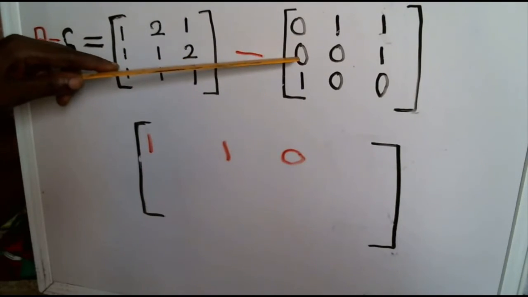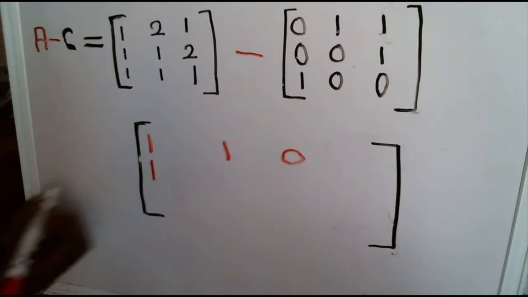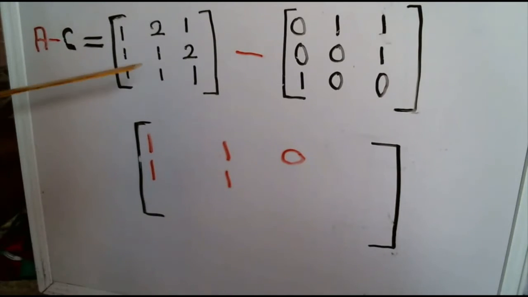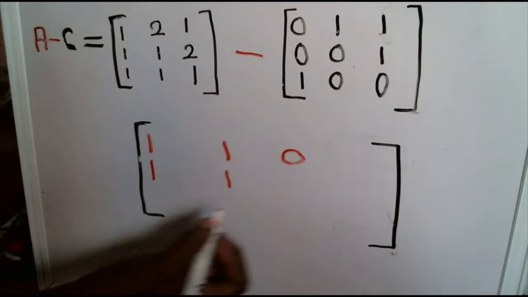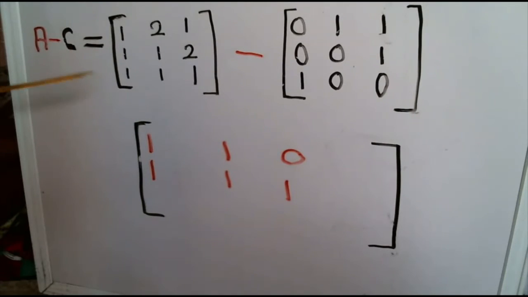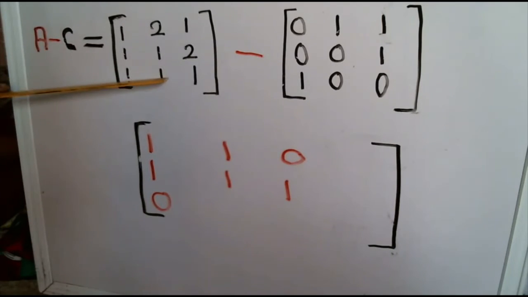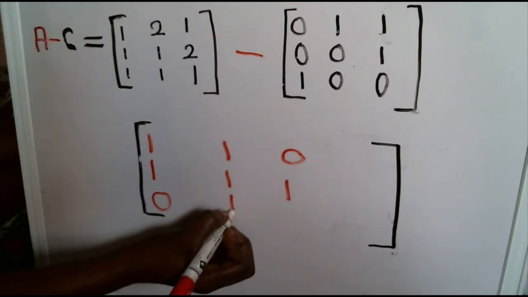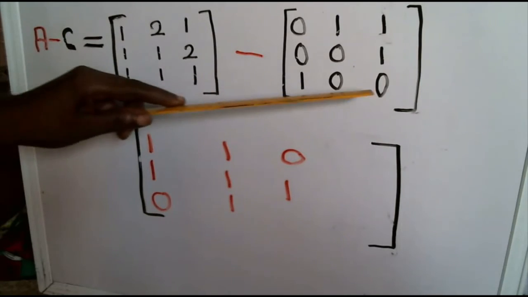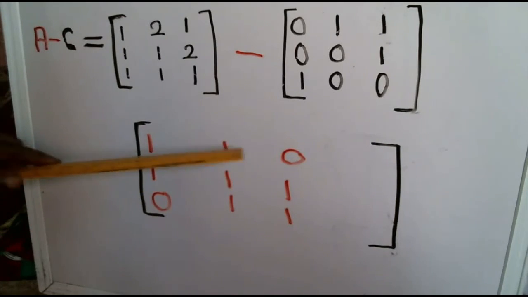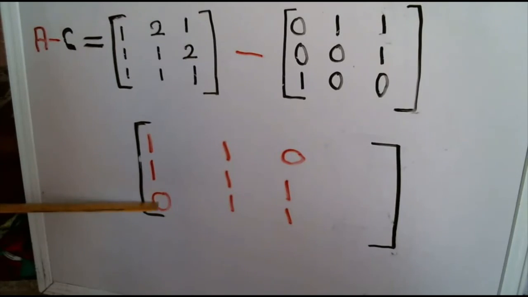1 minus 0, 1. 1 minus 0, 1. 2 minus 1, 1. 1 minus 1, 0. 1 minus 0, 1. 1 minus 0, 1. There we are. Matrix A minus matrix C will give us this matrix: 1, 1, 0, 1, 1, 1, 0, 1, 1.